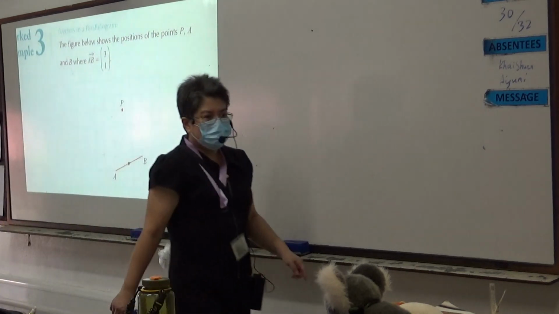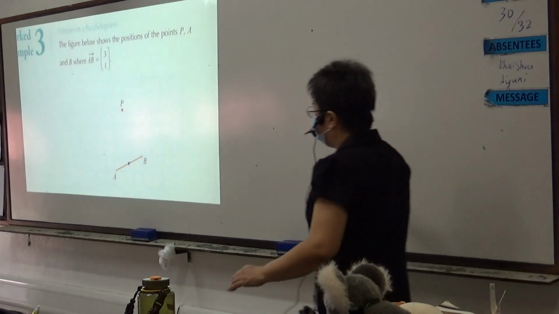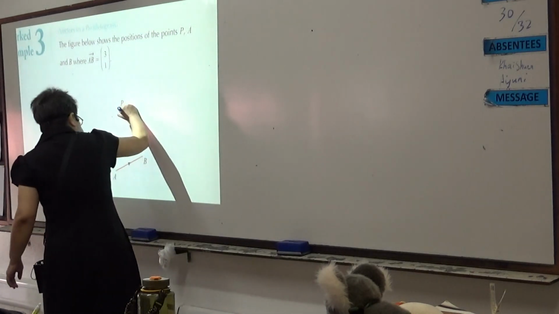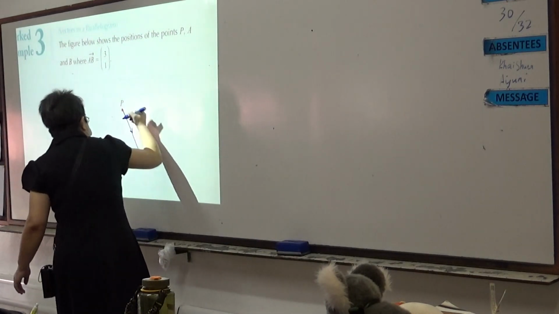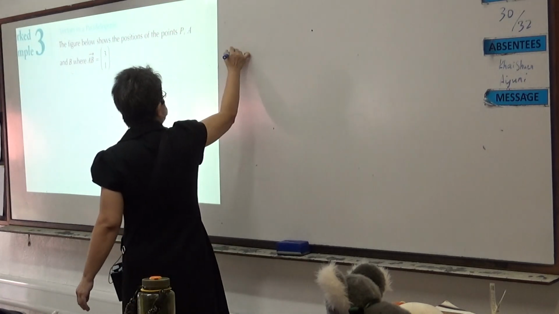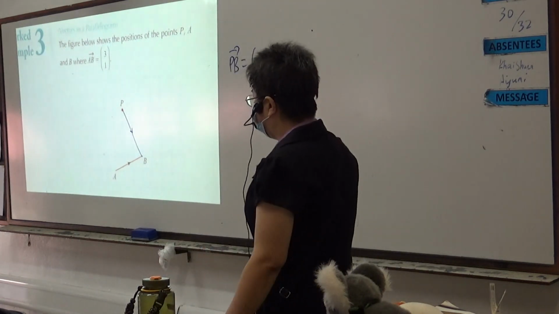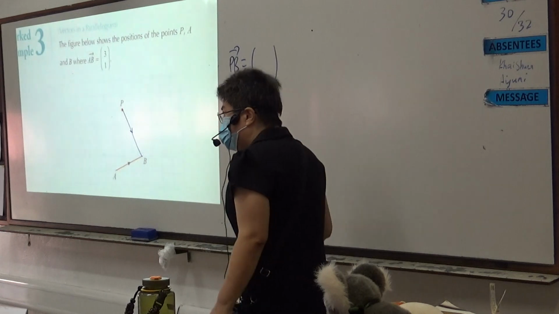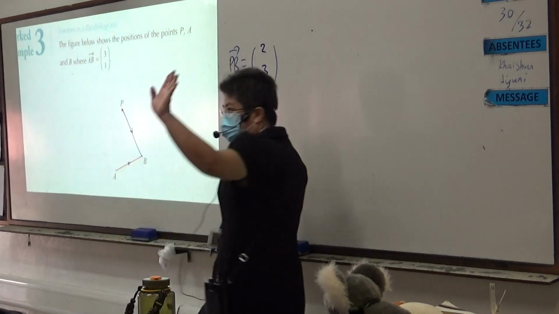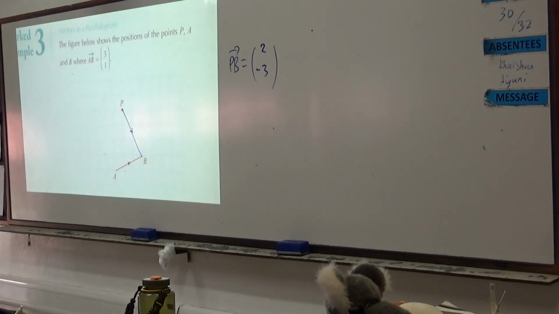Now, what did the question say? Express PB as a column vector. What we do is that we draw like that. They want PB, so it must be this direction, correct? So can someone tell me PB is what column vector? You count? 2, -3. Can everybody get it? It's very simple. 2, -3. Everybody okay? Now part 2.